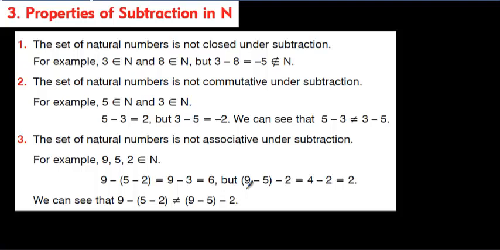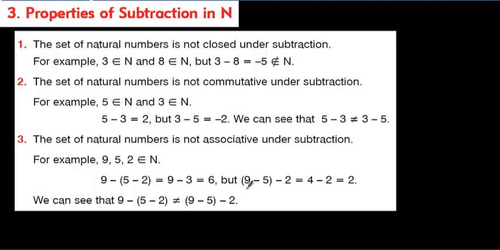And the second property is the commutative property, and we understand that subtraction is not commutative, because when you replace the numbers, you change the value of the result. 5 minus 3 is equal to 2, but 3 minus 5 becomes minus 2, and the results are not equal to each other. So subtraction is not commutative in natural numbers.